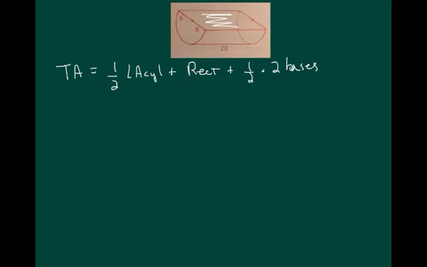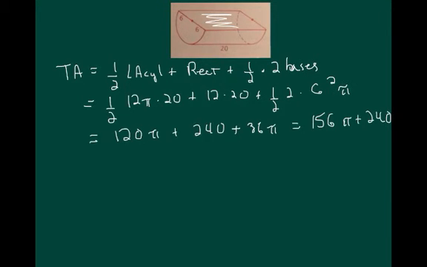Well, let's now start to break this down. 1/2 the lateral area of a cylinder is just going to be 1/2 the circumference, which we've seen is going to be 12 pi times 20, because that's the height, plus this rectangle, which is 12 times 20, plus 1/2 times 2 times the bases, which are 6 squared pi. All right, let me simplify all this. And our total area is 156 pi plus 240.